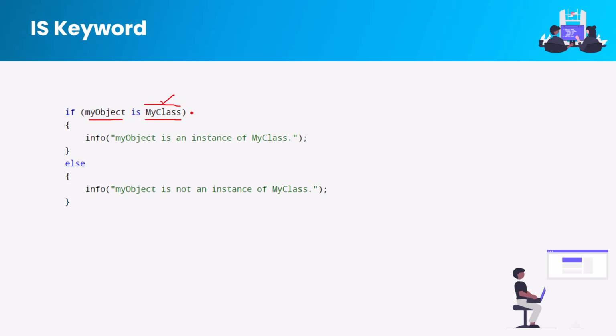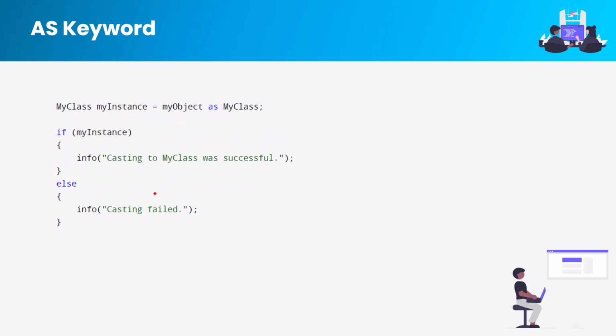When you check this, it will return true and it will go inside this particular info message block. If it is false, it will go to the else part and print that my object is not an instance of my class. This way you can use the is keyword to check the type. I hope you understood the concept. If you still don't understand, when I show you the actual class and we write the code to check the type, then you will be able to understand. Now let's move to the as keyword, then we will show you the practical example again.